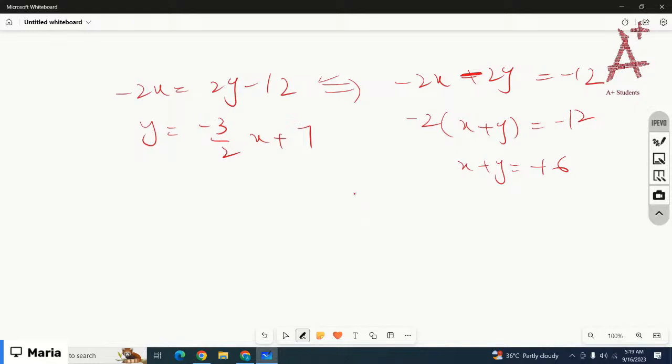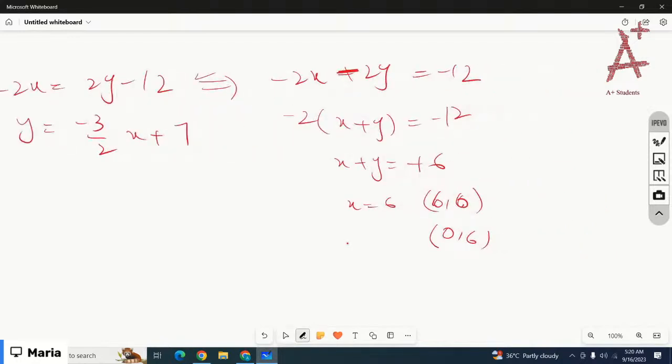So let's just calculate the x-intercept, right? For the x-intercept, you have to put y equals 0. It would be x equals 6. So the point is (6, 0), right? And for the y-intercept, you have to put x equals 0. Then it is (0, 6). You have the x-intercept and the y-intercept. These are the x-intercept and y-intercept for this equation, because we have to plot the graph. Whenever we have to plot the graph, we have to calculate the x-intercept and the y-intercept, right?